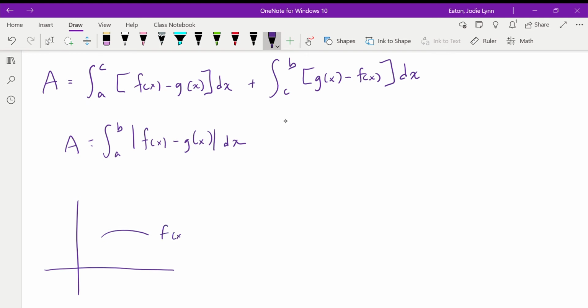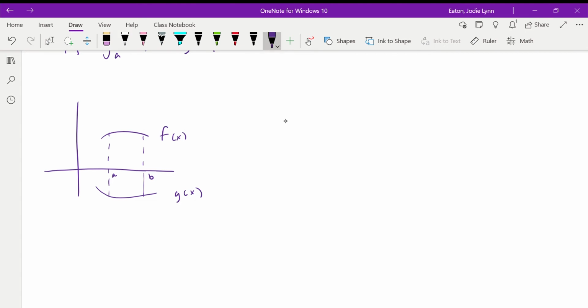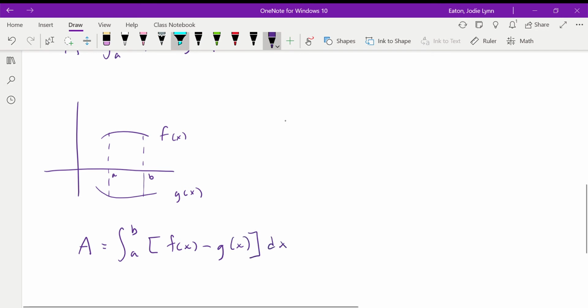So let's say we have an f of x that's above the x-axis, and we have a g of x that's below. Okay, and we're looking at the region from A to B. So we're trying to find this area. So our area is still just going to be the integral from A to B of f of x minus g of x dx.